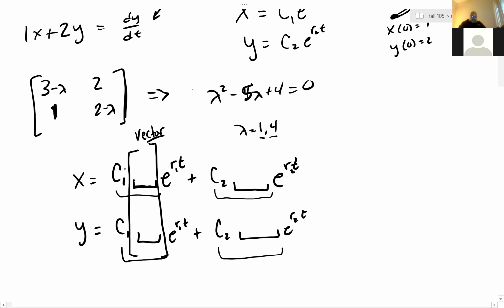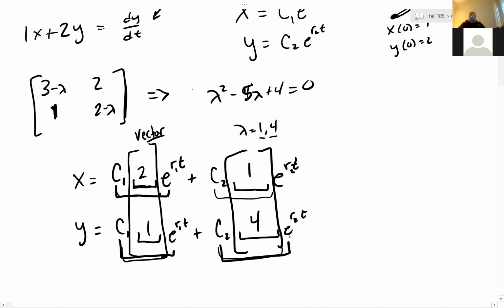Okay? So for instance, this one might be 2 and 1. In other words, this piece here is going to be twice as big as this piece here. This vector could just as easily have been 1 and 4, where the bottom one is 4 times what this constant is, okay? And that's where eigenvalues and eigenvectors are going to come into play, okay?